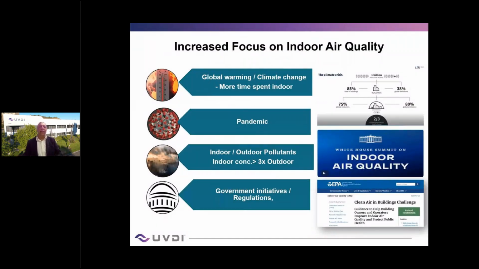So yeah, as we all know, there's been an increased focus on indoor air quality over the past 3-4 years ever since COVID. Before COVID, it wasn't that much in focus, but there has been an increased focus for multiple reasons. Of course, the pandemic has been there, but global warming and climate change have really changed the way we behave and how much time we spend indoors. So of course, there are more and more people spending time indoors.